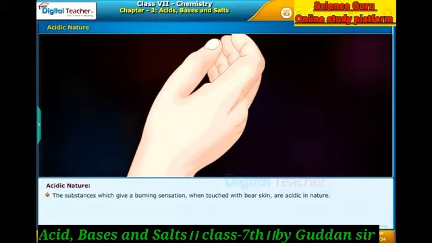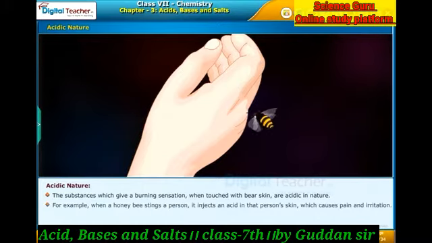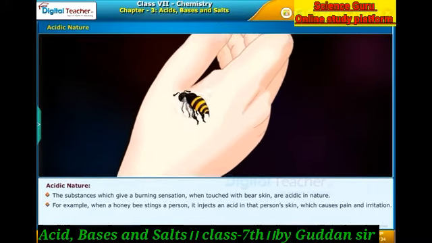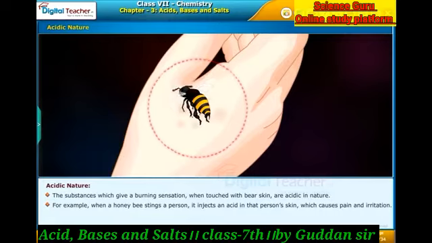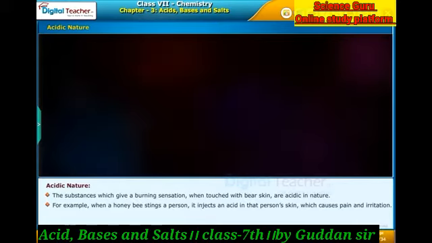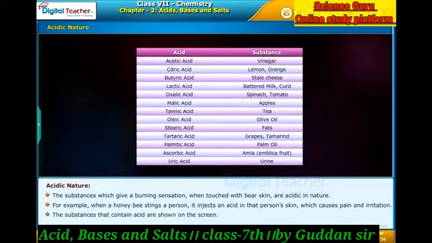The substances which give a burning sensation when touched with bare skin are acidic in nature. For example, when a honeybee stings a person, it injects an acid in that person's skin, which causes pain and irritation. The substances that contain acid are shown on the screen.